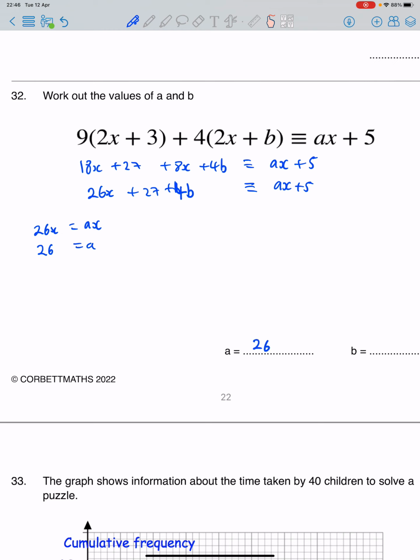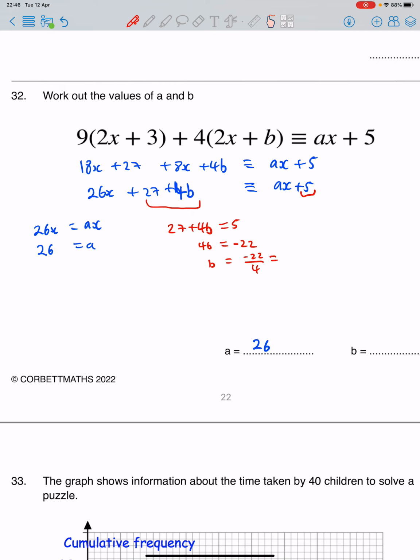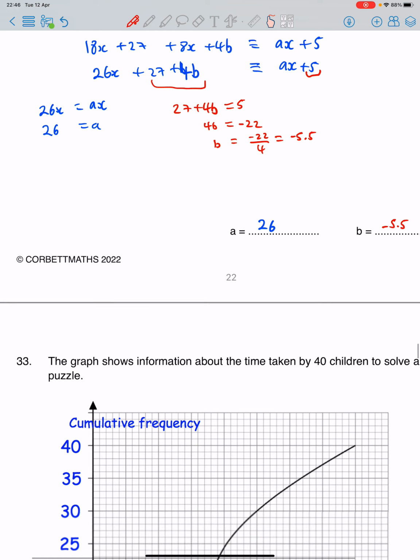And then the other part that doesn't have x, they must also be identical. So the part that doesn't have x on the left is 27 plus 4b, and the part that doesn't have x on the right-hand side is this, so that must equal 5. If we take away 27 from both sides, we get 4b is equal to 5 minus 27, which is minus 22. And then b is equal to minus 22 over 4, which is equal to minus 5.5. All right, moving on.